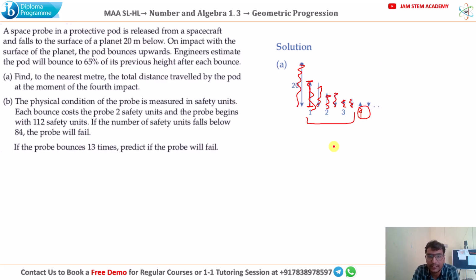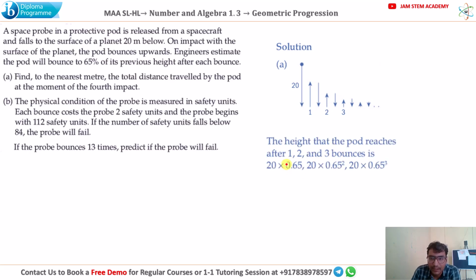We don't need that. Okay, so in this way we can say the height after the first bounce is 20 times 0.65. Height after the second bounce is 20 times 0.65 squared. After the third bounce, 20 times 0.65 cubed. We need only these, and the 20 is also needed. And one more thing, when it goes up, it comes back the same distance. Here, back, here, back. Right?